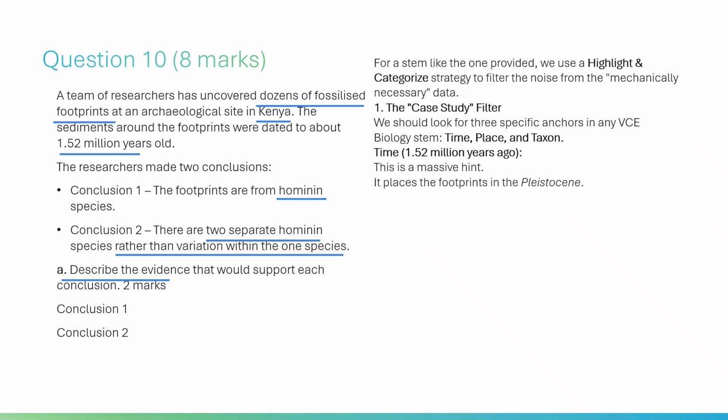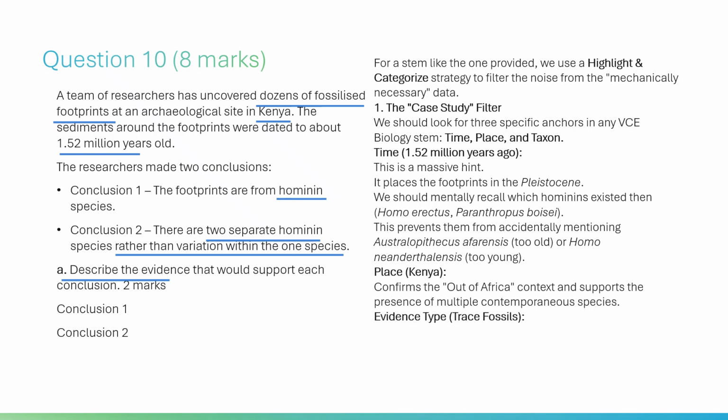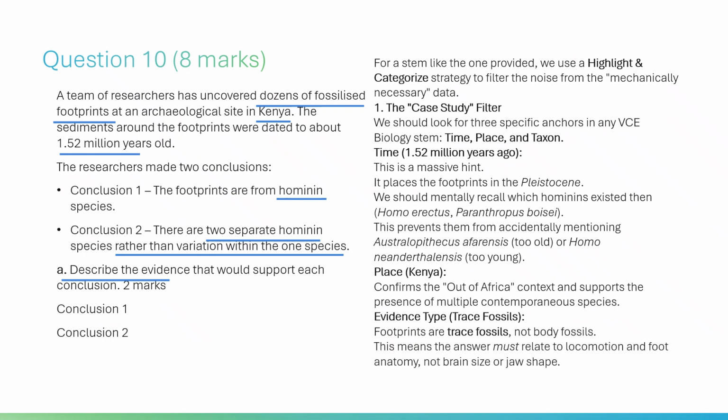We should mentally recall which hominins existed then: Homo erectus, Paranthropus boisei. This prevents students from accidentally mentioning Australopithecus afarensis, too old, or Homo neanderthalensis, too young. Place: Kenya. Confirms the out of Africa context and supports the presence of multiple contemporaneous species. Evidence type: trace fossils. Footprints are trace fossils, not body fossils. This means the answer must relate to locomotion and foot anatomy, not brain size or jaw shape.